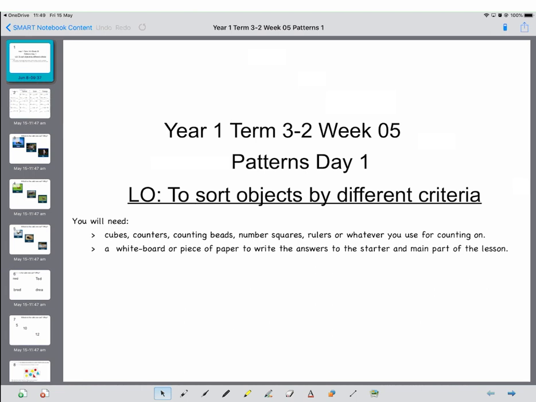But before we do that, we've got our arithmetic starter. So get yourselves whiteboards, whiteboard pens, cubes, counters, counting beads, number squares, rulers, or whatever you use for counting on and back, and a whiteboard and a piece of paper to write your answers on. And when you're ready, we'll get going.